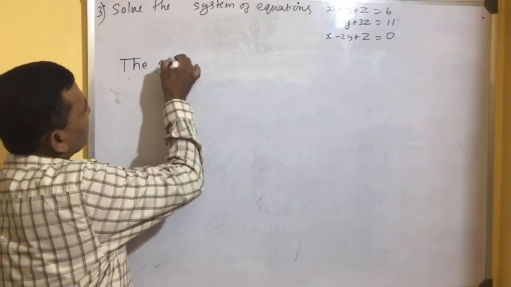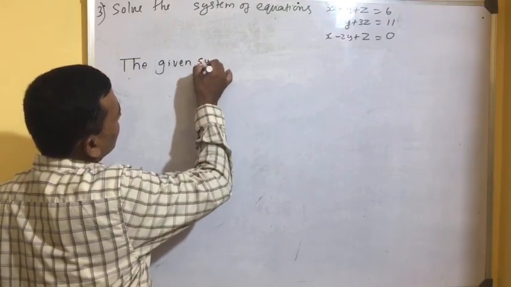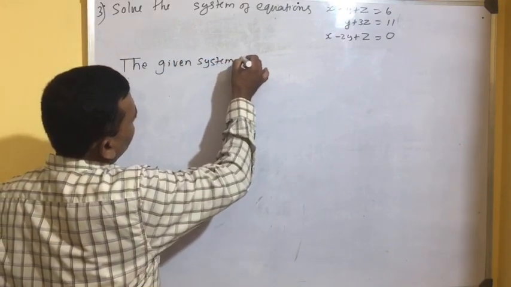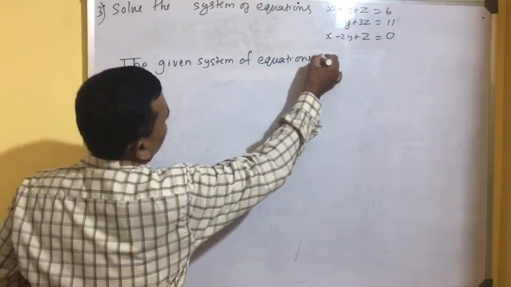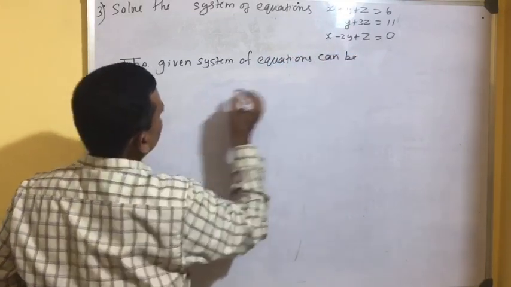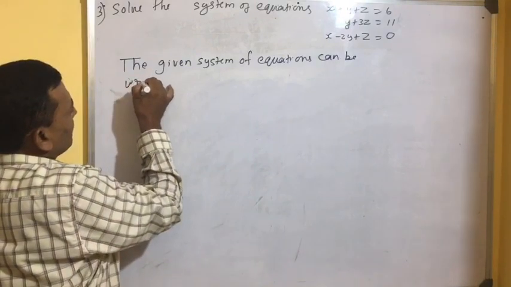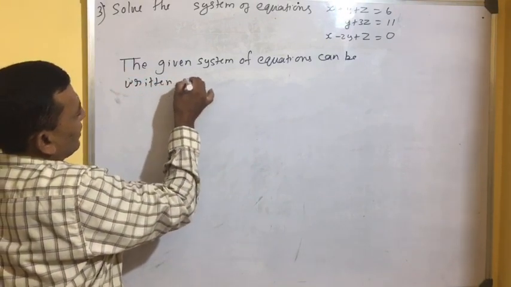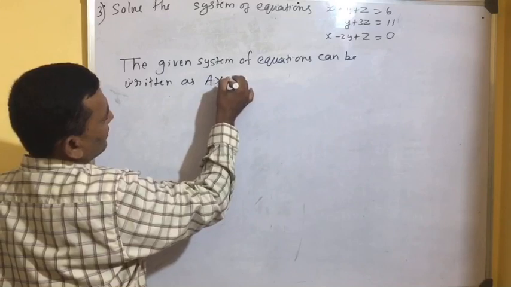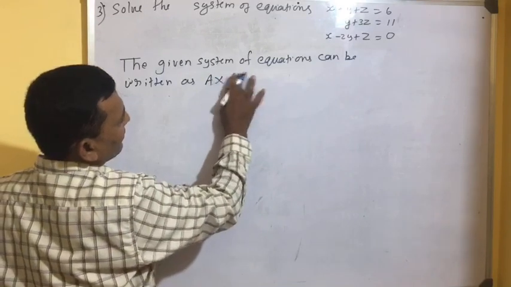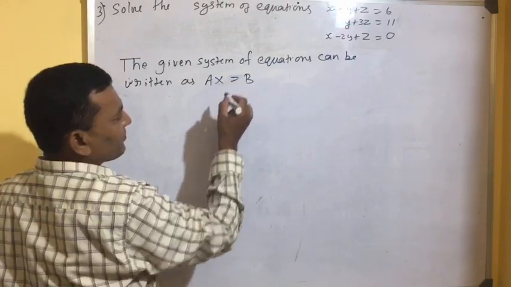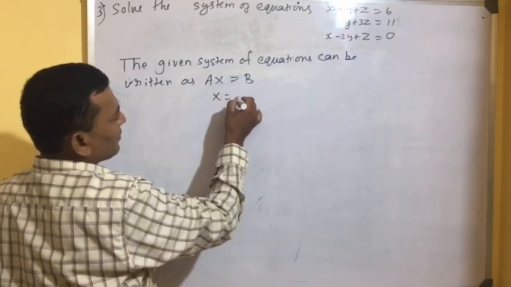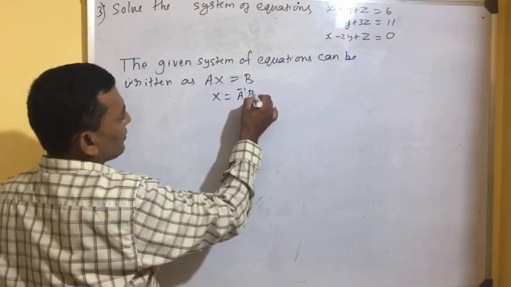The given system of equations can be written as AX is equal to B, or X is equal to A inverse into B.